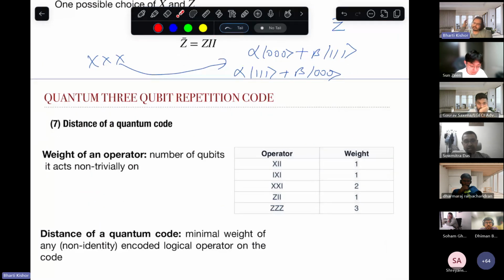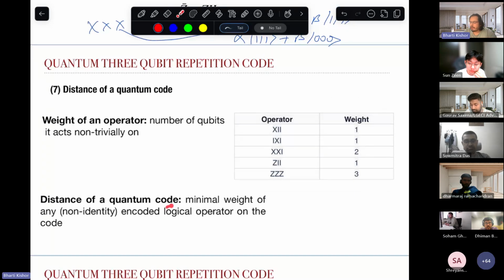Now, finally, you need to talk about this thing called distance of a quantum code. And for that, we need to understand this object called weight of an operator. So the weight of an operator is the number of qubits it acts non-trivially on. So let's say you have XII, its weight is 1. You have IXI, its weight is 1, because it's identity at two places, but here it's a non-identity object. XXI, its weight is 2. ZII, its weight is 1. If you have ZZZ, its weight is 3.